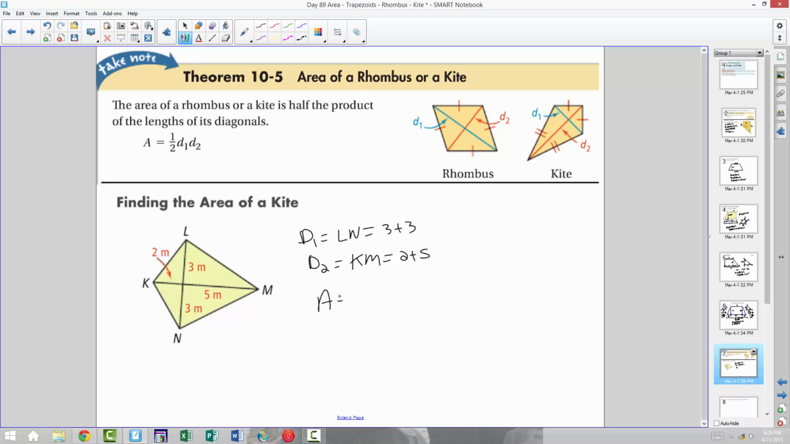So area equals half of diagonal 1, which is 6, times 7. So half times 6 times 7 gives us 21 meters squared. So area of a kite or rhombus is half times diagonal 1 times diagonal 2.